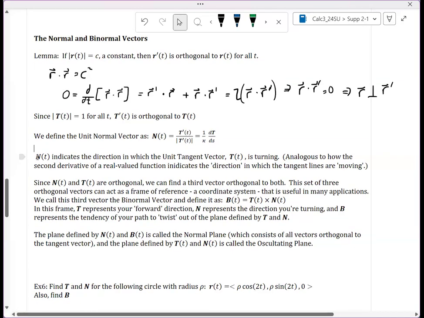What does our unit normal vector kind of mean? What is its descriptive representation? It indicates the direction in which the unit tangent vector is turning or moving. This is analogous to the second derivative in real valued functions, where it indicates, in a sense, the direction in which the tangent lines are moving, or the slopes of the tangent lines. Are they getting steeper or less steep?